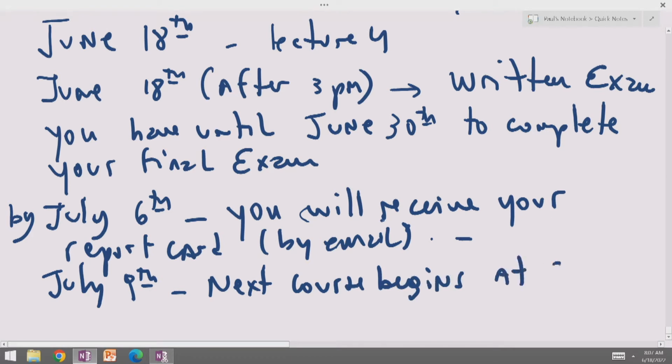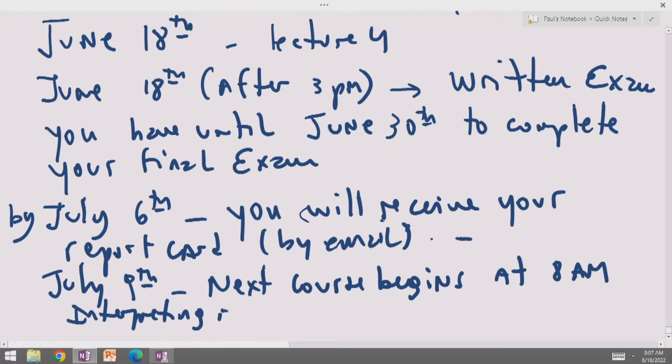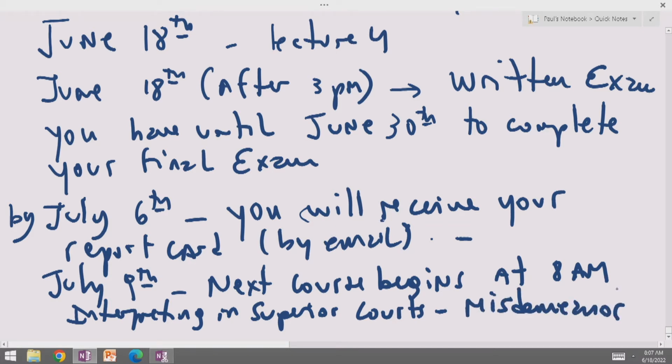At 8 a.m., same time. The name of the course is Interpreting in Superior Courts Misdemeanor. So pretty much on that page, you have all the kind of timeline as to the things that you need to complete, and of course, what's going to be in the written examination, and how do you access the written exam?